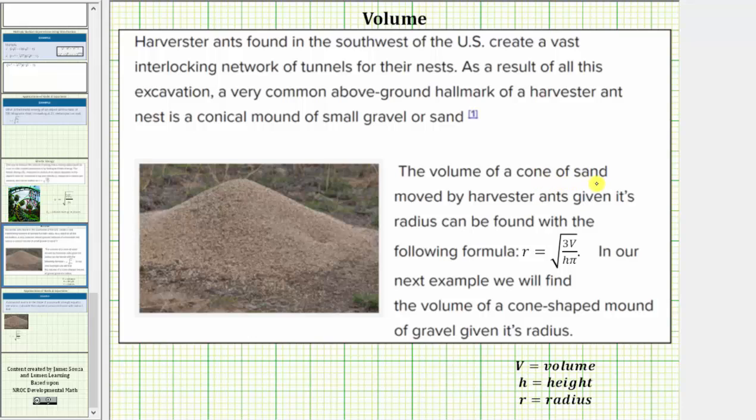The volume of a cone of sand moved by harvester ants, given its radius, can be found using the equation r equals the square root of 3v over h pi, where v equals the volume, h equals the height, and r equals the radius. In our next example, we will find the volume of a cone-shaped mound of gravel or sand given its radius. While it would be easier to use the formula here, solve for v, we will use the equation in this form as an application of a radical equation.